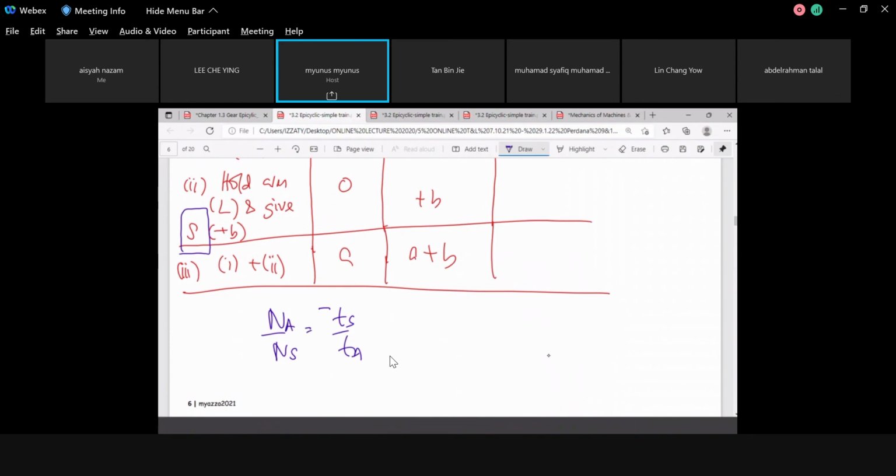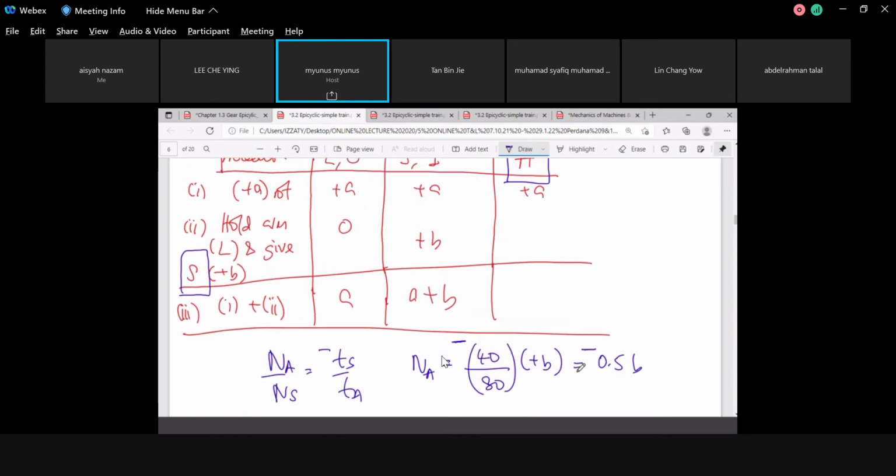Okay, you have NA is equal to, what you have? TS, what is the TS just now? TS is 40. TA is 80. Don't forget this one negative, yeah? And this one is positive B, isn't it? Yes or no? That will give you 0.5 B negative. Yes, doctor. Negative. A minus 0.5 B.